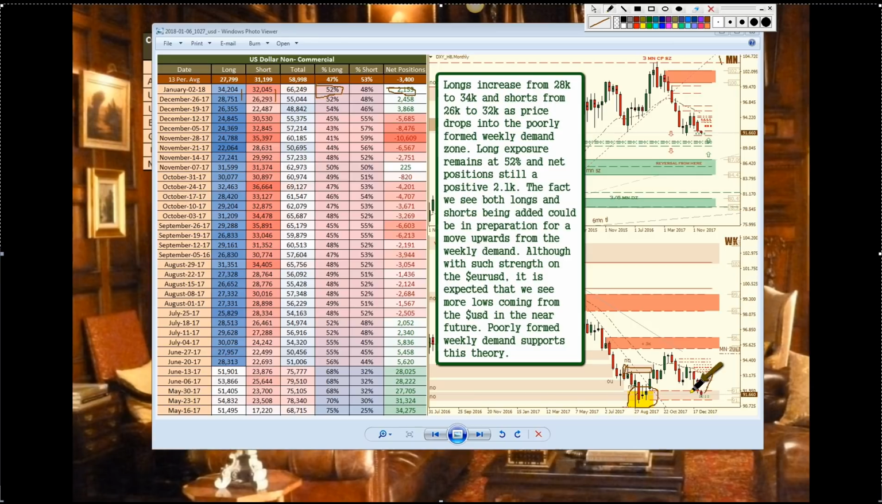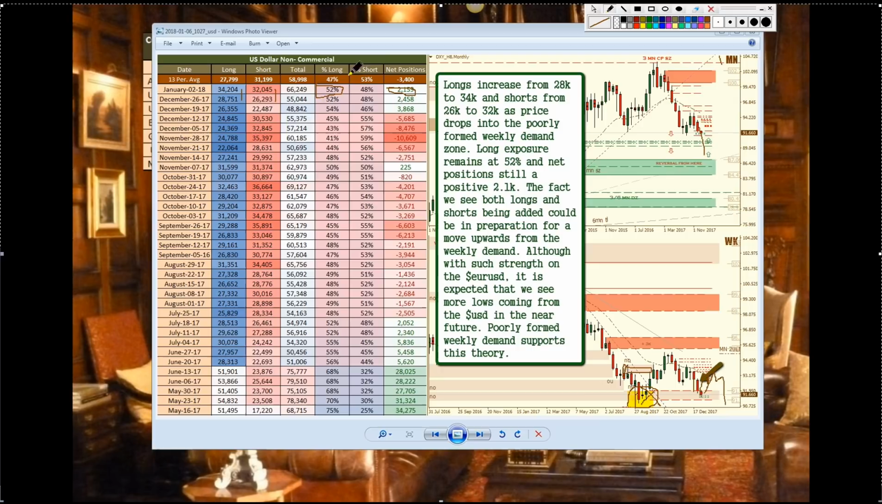Considering what the euro is doing, it looks like we are going to get a push upwards from here. So long exposure 52%. So I think eventually this area breaks and we see a push downwards. With this being such a poorly formed area, I think a push upwards here, or momentum shift, and then a breakdown. That's what I'm seeing.